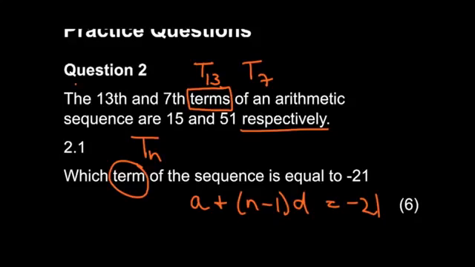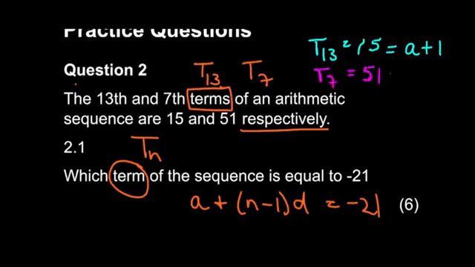So I've got to do some calculations, because in order to solve for one variable, I need to make sure that the other two I have found. So I need to do a little bit of calculation. If the 13th term is 15, then what is that translation? That is a plus 12d. And if the 7th term is 51, what is that translation? A plus 6d.